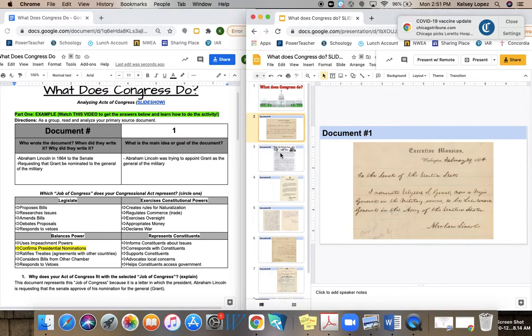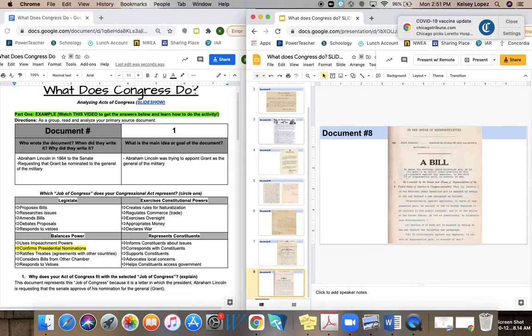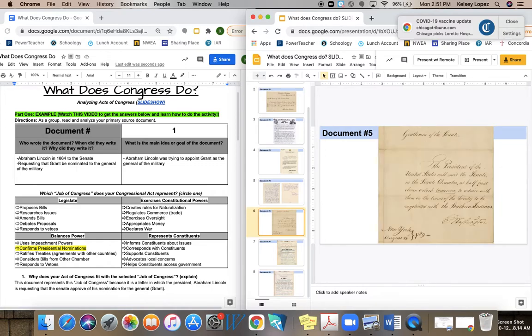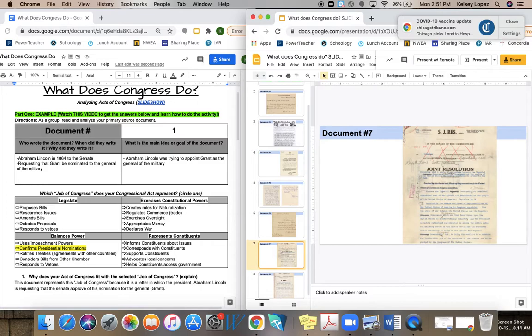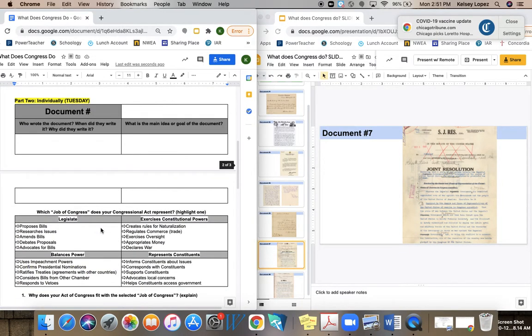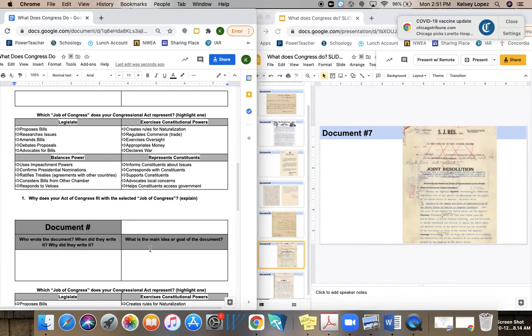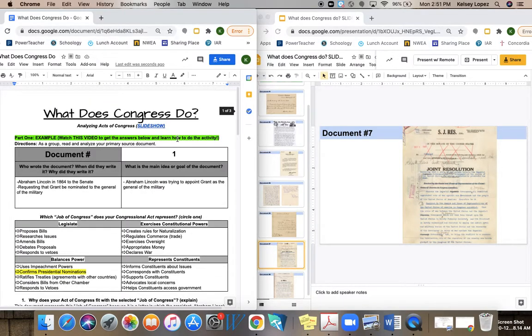You can choose between any of these documents. Some of them are easier than others, and remember, you can zoom in on your iPads as well to really read them and analyze them. Some of them might be tricky, but what I want you to do is pick two more documents, and make sure you write the numbers so I know what you're referencing, and then you're going to try to make an educated guess about which job of Congress is being represented in the document. Okay. With that, please email me if you have any questions, but otherwise you are good to go.